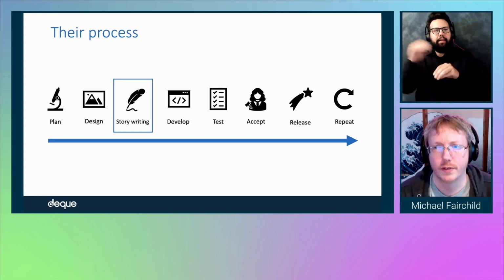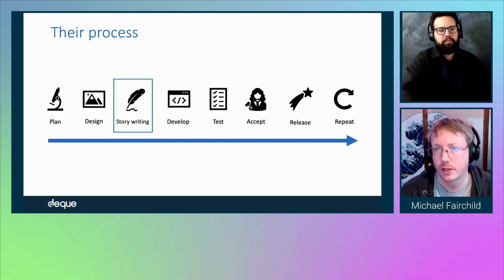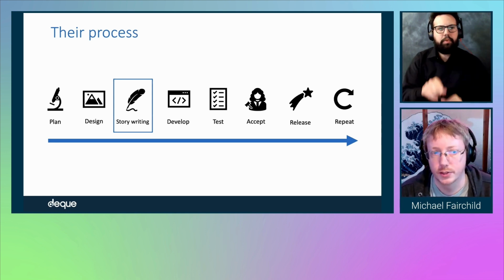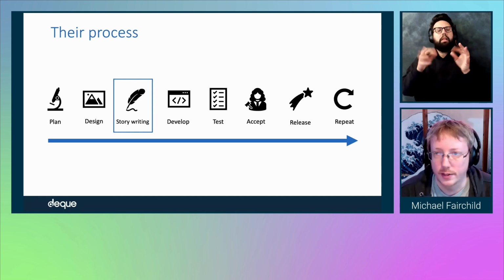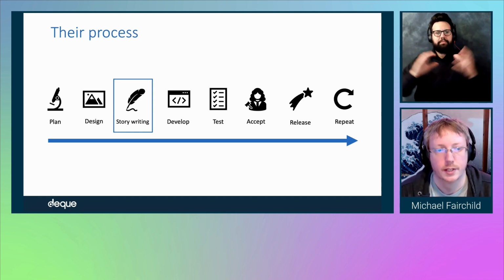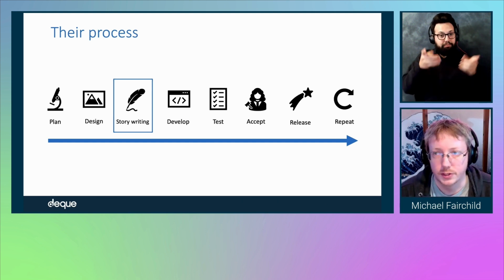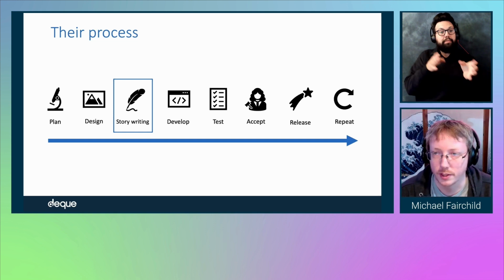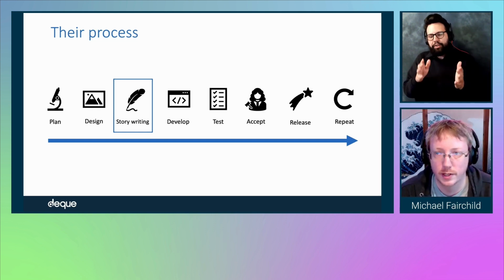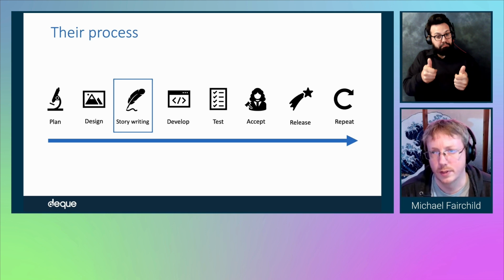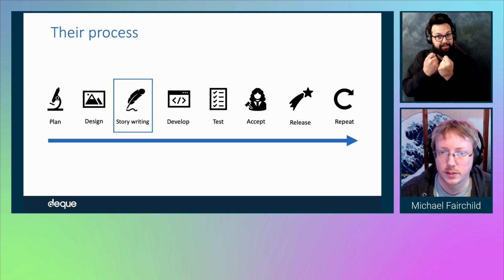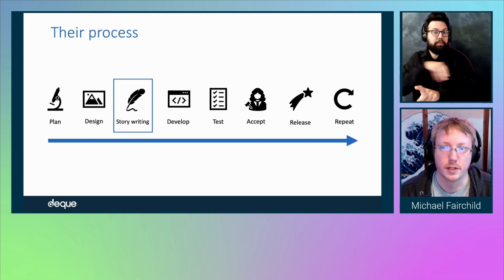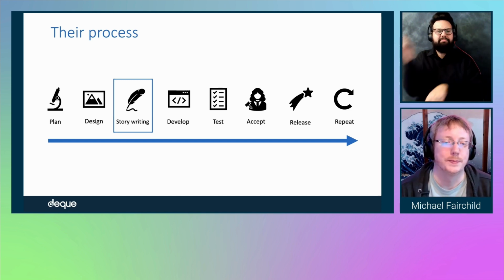So this is a very simplified overview of their development process. First, they'd get a plan together, decide they need a certain feature. Stakeholders, designers, product owners would get together and collaborate on working through a design. That design would be created to be passed off to the development team. The development team would write some stories to implement that design. They'd develop it, they'd test it, they'd accept it. Eventually they'd release it, and they'd repeat the whole process, right?